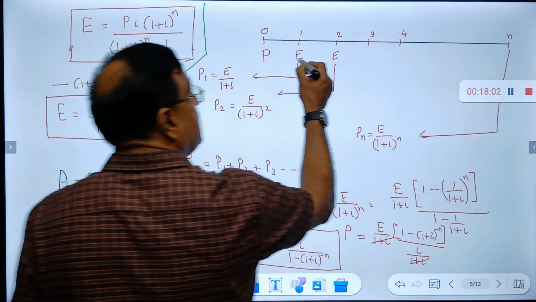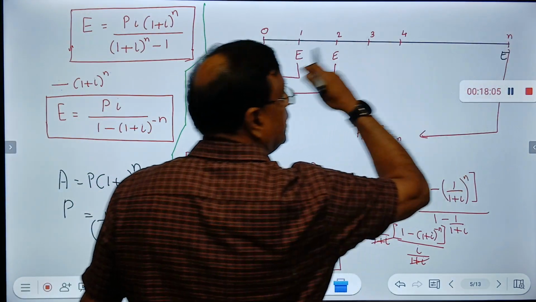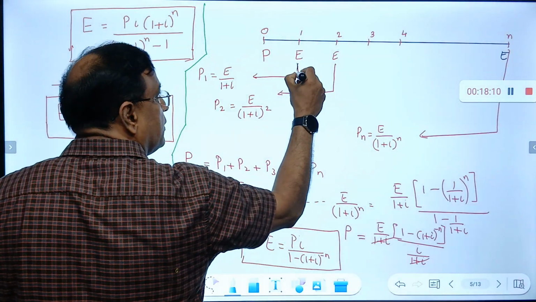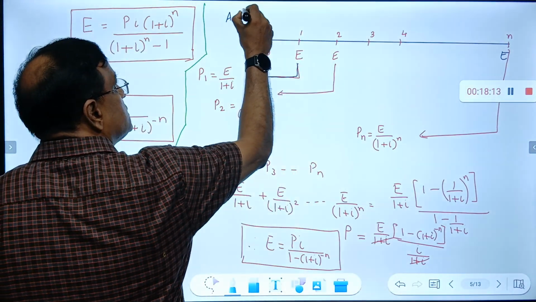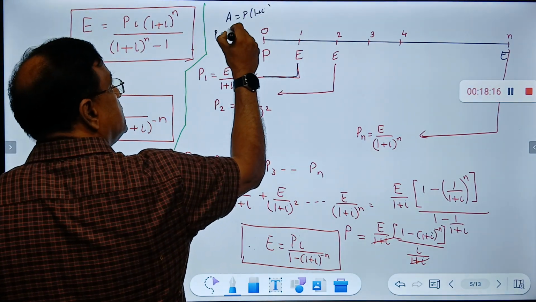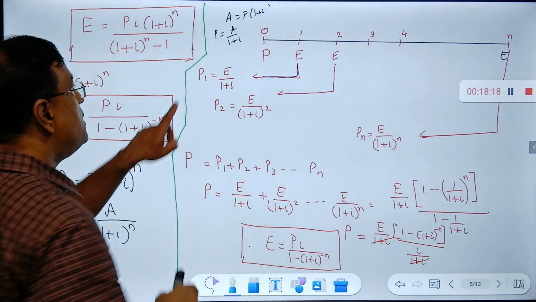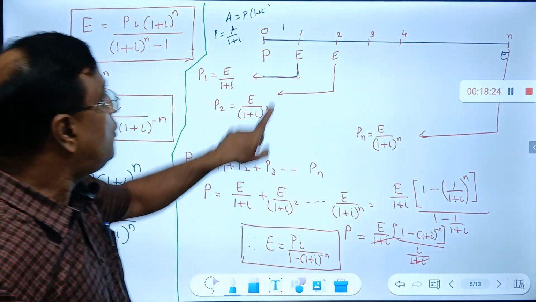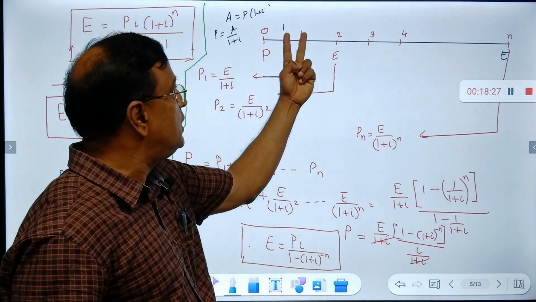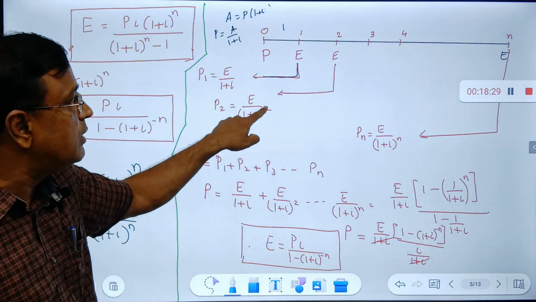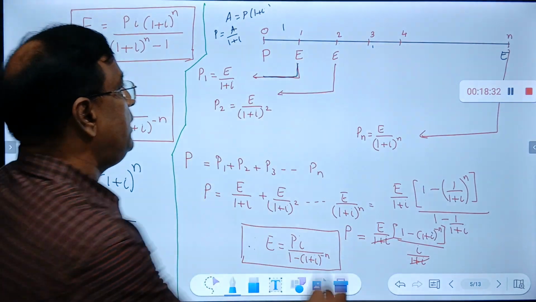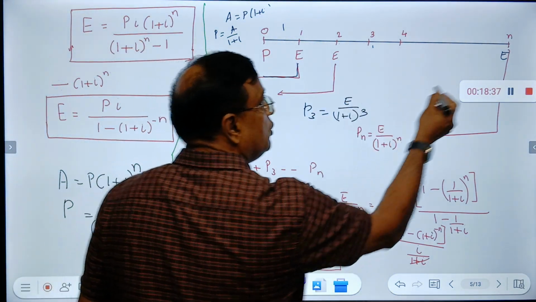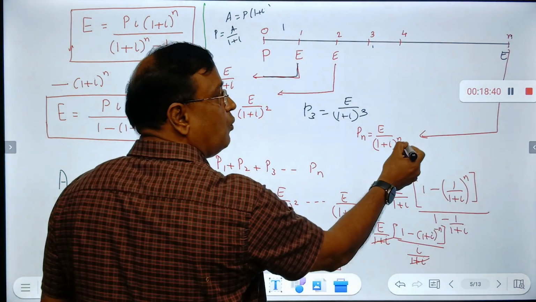How? This is the EMI that you pay, right? Till the end, you keep on paying. So, what is the present value from here to here? Present value: amount equals principal into (1+i), so the principal is A by (1+i). So, the present value P1 is E by (1+i). The duration is 1 month. Now, from 2 to 0, duration is 2 months, right? So, it is E by (1+i) whole square. So, what will be for P3? P3 will be E by (1+i) the whole cube. So, what will be for the nth term? E by (1+i) whole power n.